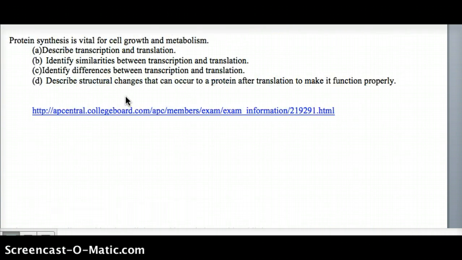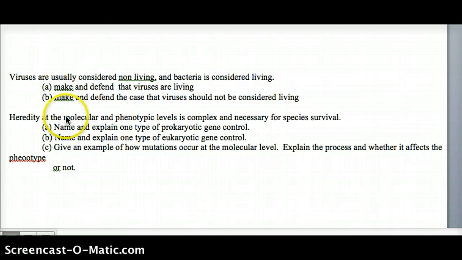Okay, so, oops. Oh, there it is. Viruses are considered non-living and bacteria is considered living. Make and defend the idea that viruses are living, or make and defend the case that viruses should not be considered living. If you look at the PowerPoint on Schoology that we went over for viruses, there's a nice chart there. This is something that's still being argued.